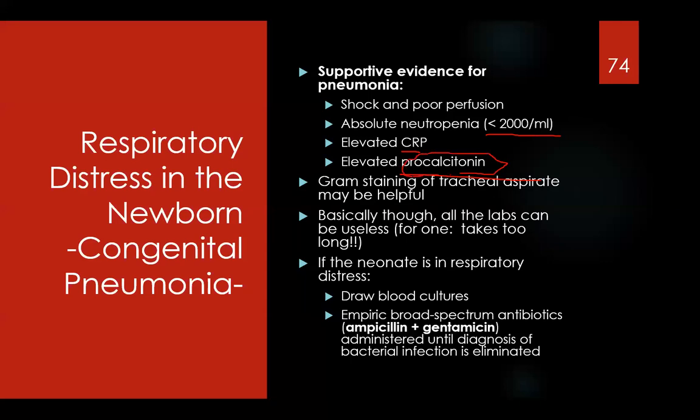Procalcitonin is indicative of what type of infection? A bacterial infection. Procalcitonin indicates a bacterial infection. Gram staining of tracheal aspirates may be helpful to know what kind of bacterium we're dealing with, whether it's gram positive or gram negative. That will guide our selection of antimicrobials in the form of antibiotics. Basically, all these labs can be useless, but we still need to do them. We're going to draw blood cultures, and we're empirically going to put these kids on ampicillin and gentamicin.